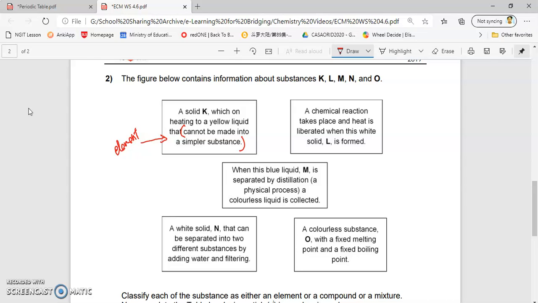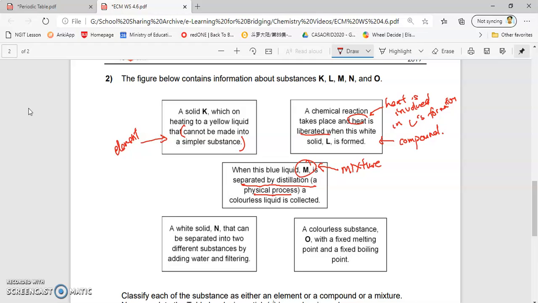A chemical reaction takes place, heat is liberated, and solid L is formed. So L is formed by a chemical reaction when heat is liberated. So heat is involved in L's formation. So we know that whenever heat is involved here, this kind of reaction will be telling you L is a compound. Next one, when this liquid M is separated by distillation, separated by a physical process. So remember we said when you can separate a substance by a physical process, that substance must be a mixture. So you can see it's about identifying the key few phrases here.